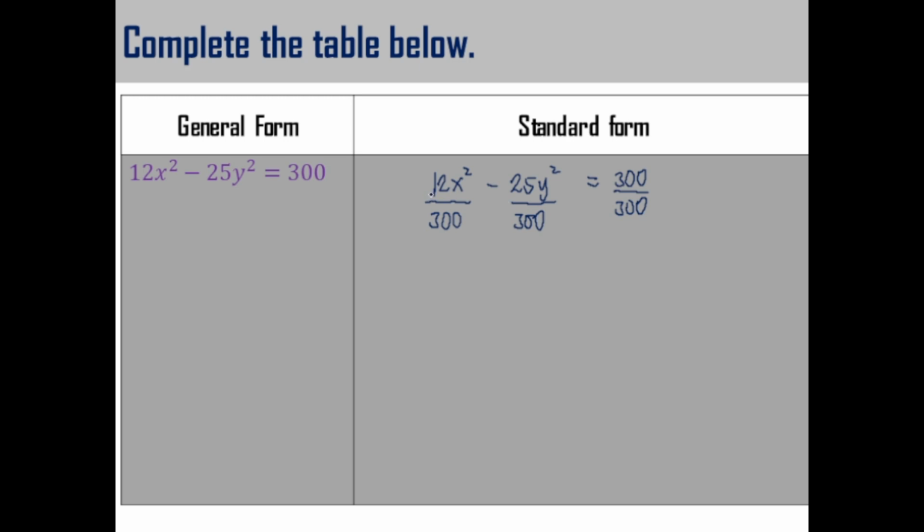Okay, when you press 12 over 300 on your calculator, siya po ay magiging 1 over 25. So ito ay x squared over 25. Next, when you press 25 over 300 on your calculator, siya po ay magiging 1 over 12. Okay? Siya po ay 1 over 12. So ito ay magiging y squared over 12 equal to 1. And that's it. Here's the standard form of our equation.